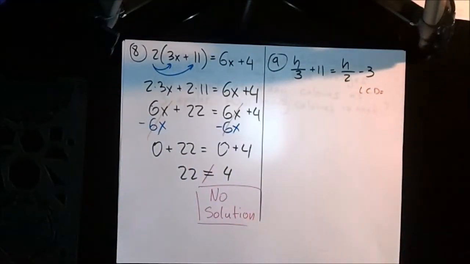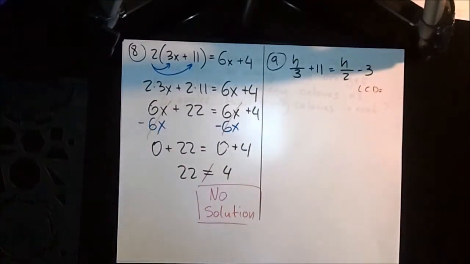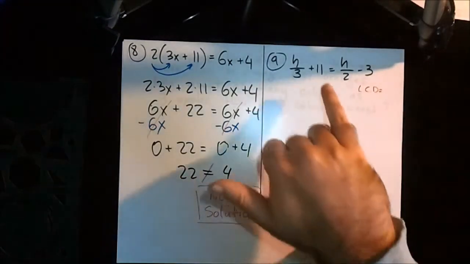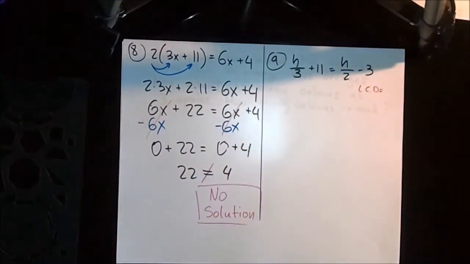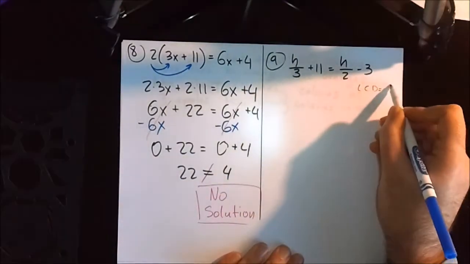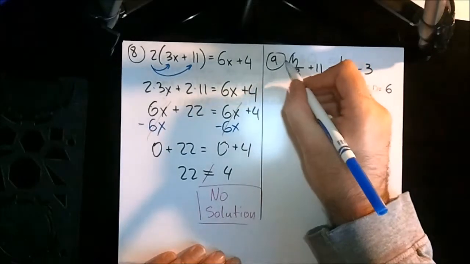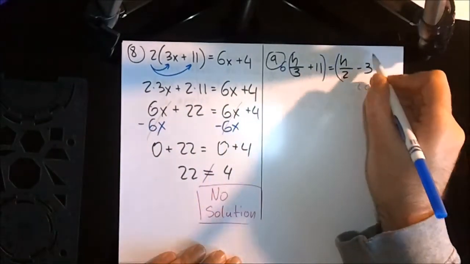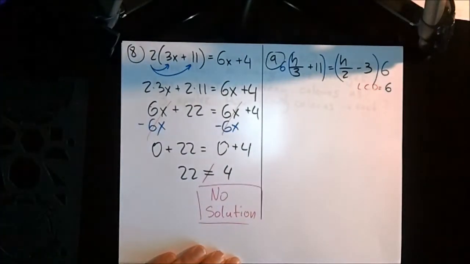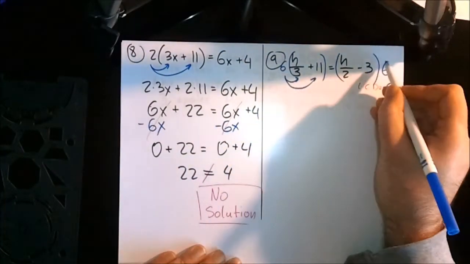And what is the LCD in this case? What is the least common denominator? I have a 3 here, I have a 2. The constants are whole numbers, but you can pretend that they're over 1. So the 11 is over 1, the 3 is over 1. So I have 3, 1, 2, 1. What's the number that they all go into evenly? I'm hoping you're thinking of 6. Because 3 goes into 6, 2 goes into 6, and of course 1 goes into 6 as well. So I want to multiply both sides by 6. Alrighty then.